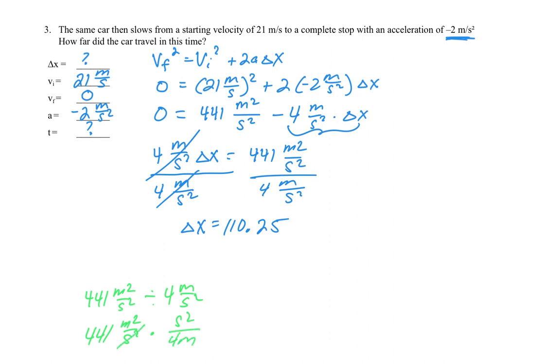Well, look at that. Those seconds squared cancels with those seconds squared. This meter cancels that squared, and I'm left with just meters for my result, which is exactly what I would expect it to be. Delta x is equal to 110.25 if you want to have a lot of significant figures. 110.25 meters. So those are the types of problems you're going to be doing and practicing for today.